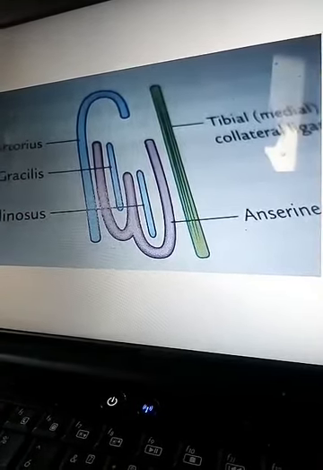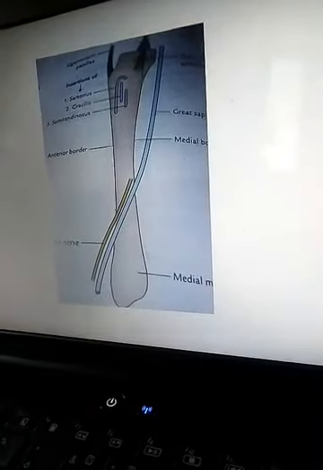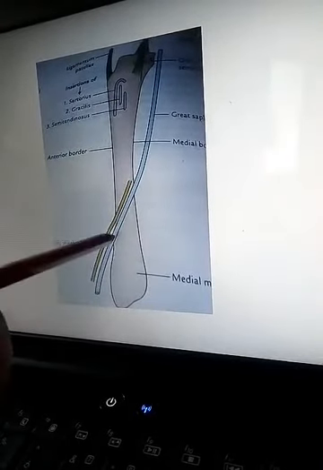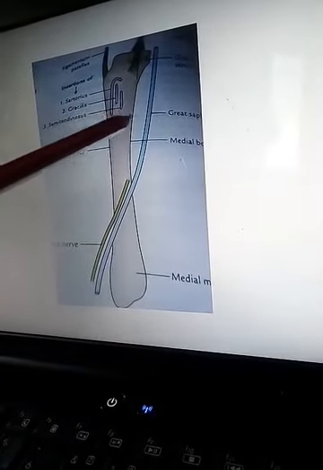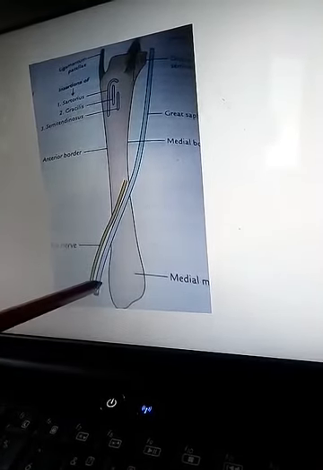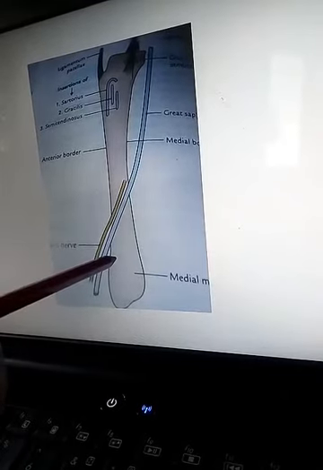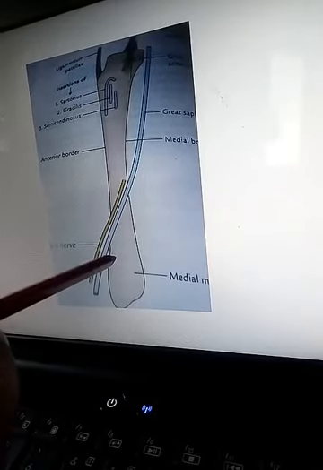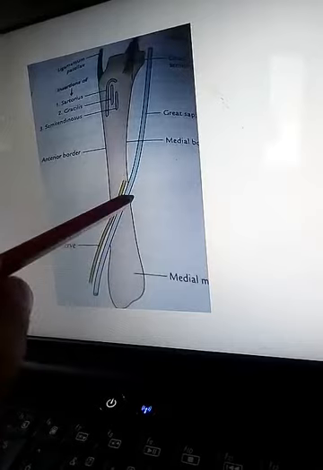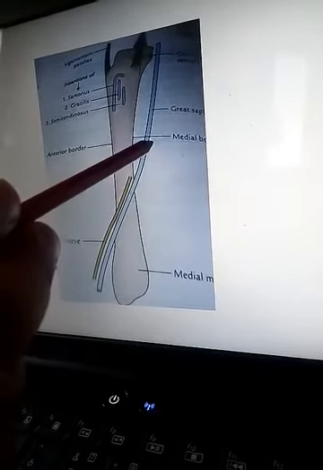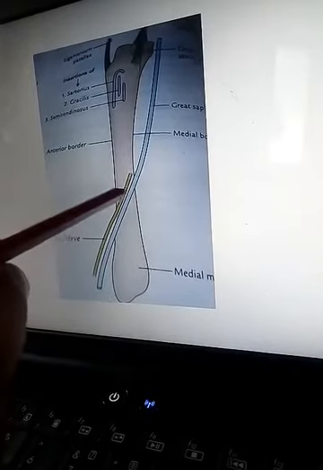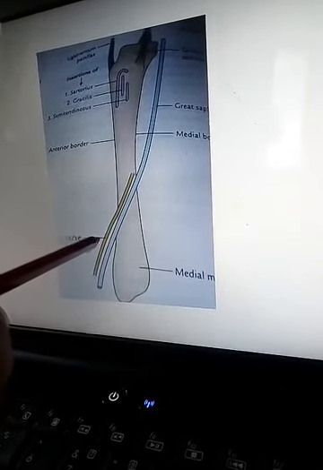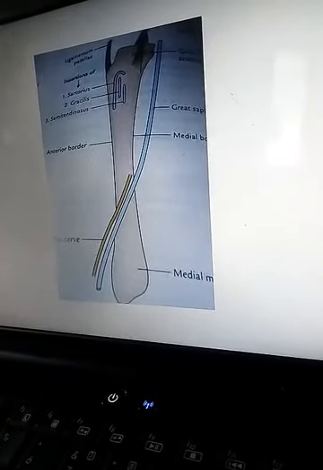Now, great saphenous vein. This is the great saphenous vein. It ascends in front of the medial malleolus and crosses the lower 1/3 of the medial surface of the tibia obliquely with a backward inclination. The saphenous nerve runs downwards immediately in front of the great saphenous vein.